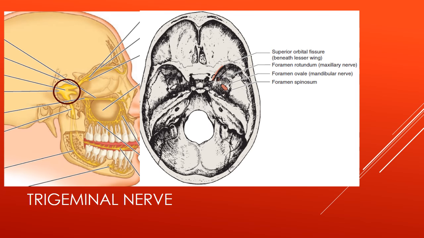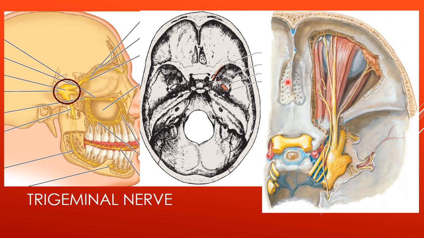From the semilunar ganglion, the trigeminal nerve exits the skull through three different foramina. This is a picture of a human skull from the superior view showing the bones lining the inside of the neurocranium. V1 or ophthalmic nerve exits the skull via the superior orbital fissure. V2 exits the skull via the foramen rotundum. And lastly, the mandibular nerve or V3 exits the skull through the foramen ovale.